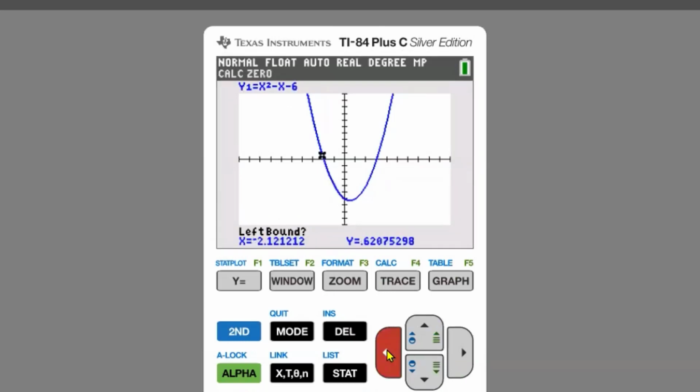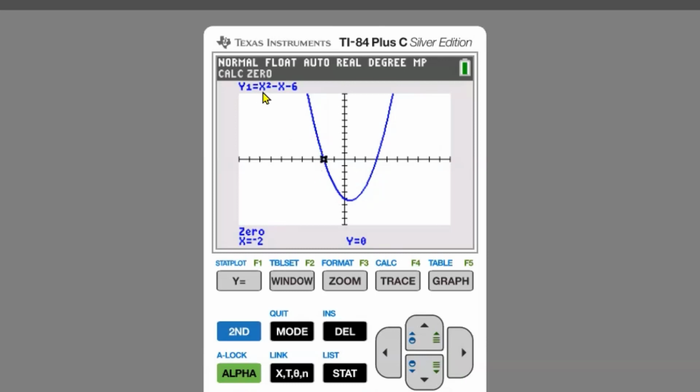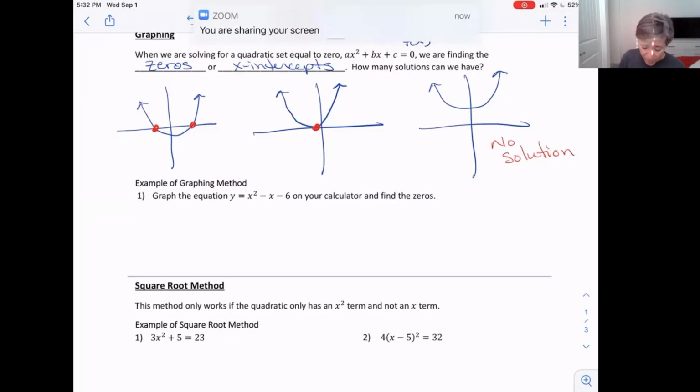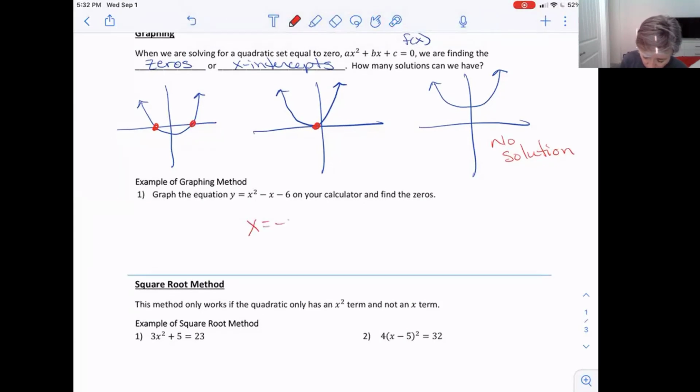If we try to find this left 0, we're going to move the cursor left bound, enter, to the right of that 0, enter, ask it to guess, and it is in fact at -2. And then we can do the same thing to this other side, but it does in fact look like it's at 3. If you're not sure, you can also plug in -2 into that original equation, see if you do in fact get 0. And plug in 3 into the original equation, see if you do in fact get 0. And if so, those are your 2 solutions. So from that graph, we got 2 solutions of -2 and 3.